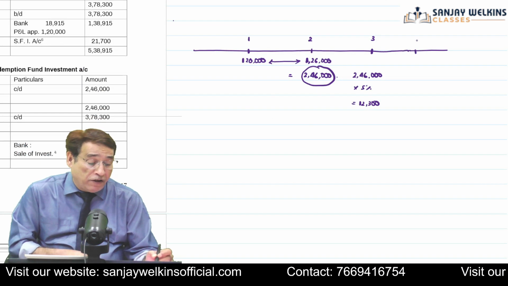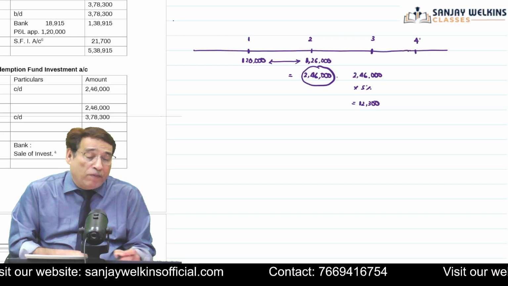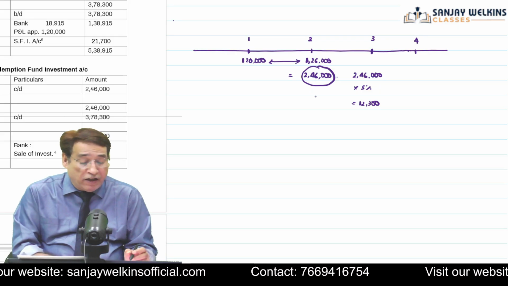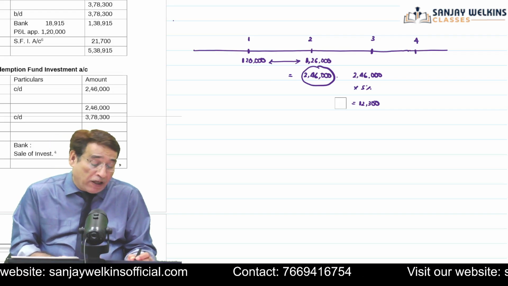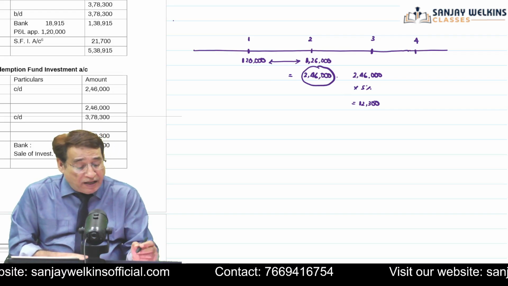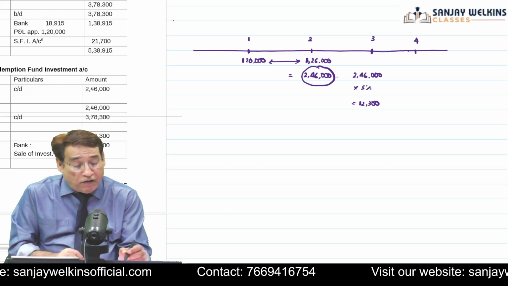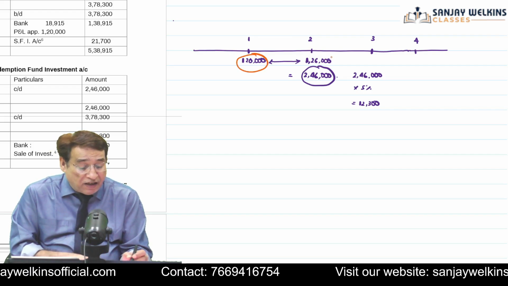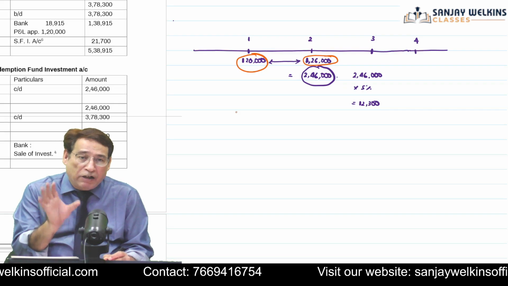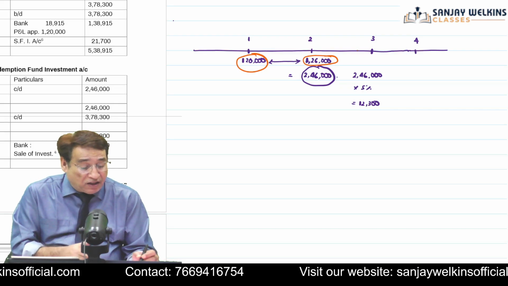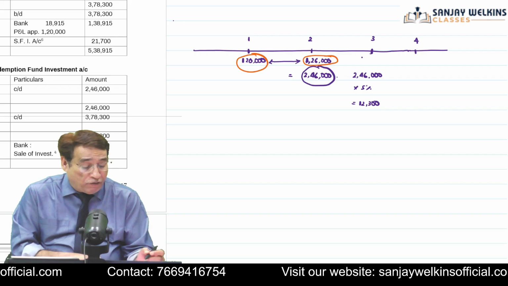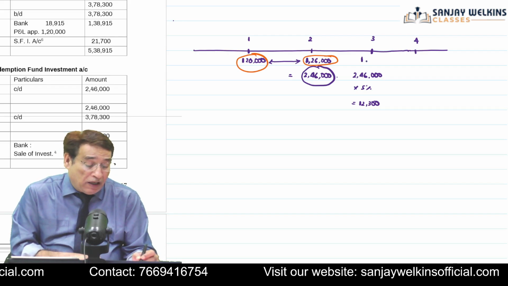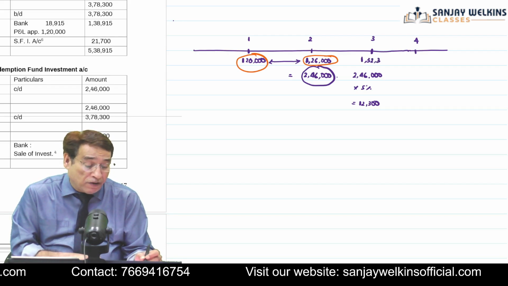Now we will enter into the fourth and final year. But before that, I need to understand the amount of investment by the end of the fourth year. As you know, in the first year we made an investment equal to 1,20,000. In the second year, we made an investment equal to 1,26,000. And in the third year, we made an investment equal to 1,32,300.